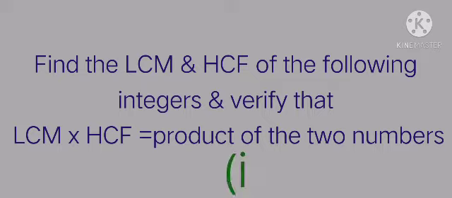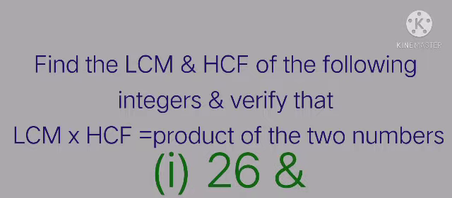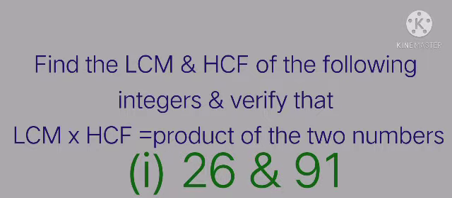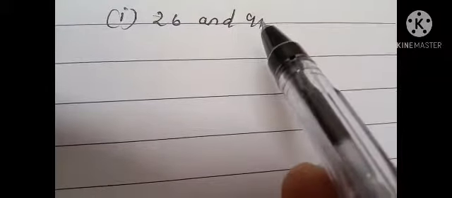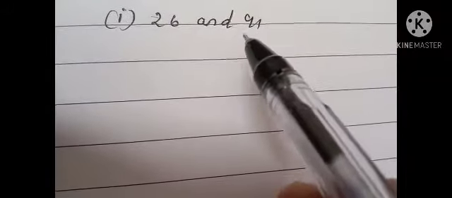First sub-question is 26 and 91. Here we have to find their LCM and HCF. Then we should verify that LCM into HCF equal product of the two numbers. We have to find their LCM and HCF. For that we have to write the prime factorization of these two numbers.